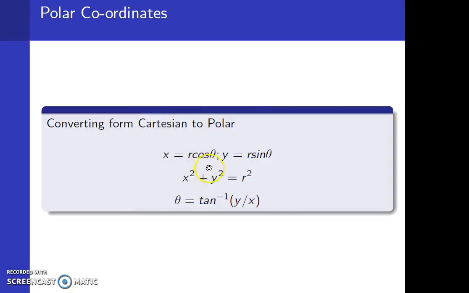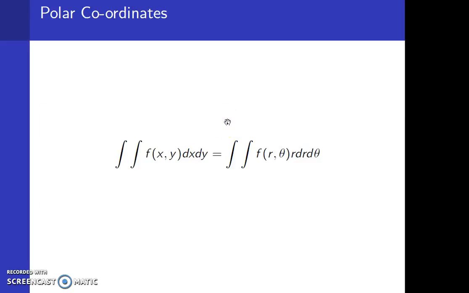x is basically r cos theta, y is given as r sin theta. If you add the square of x and the square of y, you end up getting r squared, and the angle theta is given by tan inverse of y by x. This is the conversion we will have to use whilst converting from Cartesian to polar.